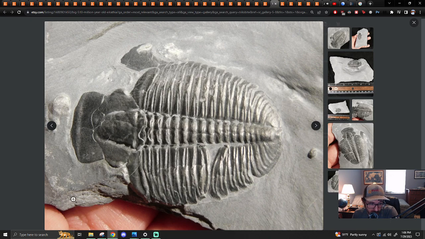Although this looks pretty aged, like it was like that. They didn't break the rock and then have this be a break surface. This was probably actually exposed enough to become like that on its own.